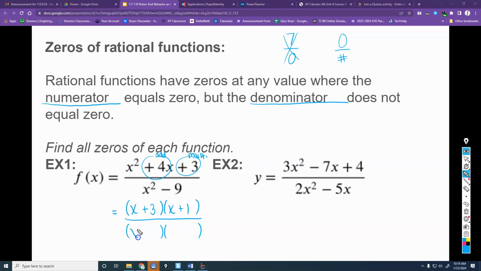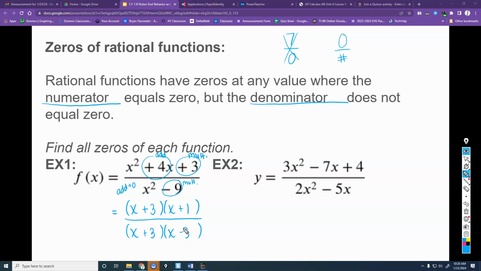On the bottom, we'll have an x and an x. This is a special case, right, where we're missing the middle term, which means we need to multiply to get 9. What do we need to add to get 0? To get 0 there because that middle term's missing, right? So what numbers could I use for that? Plus 3 and minus 3.